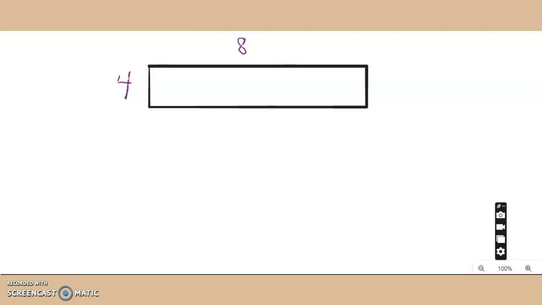Now, how we find the perimeter of this guy is you're going to fill in all of the missing sides. Okay? So, you're going to come over here and you're going to put 8 on this side and 4 on this side. Now remember, perimeter is where you add all the sides. So you have to add up this plus this plus this plus this. You add them all up.